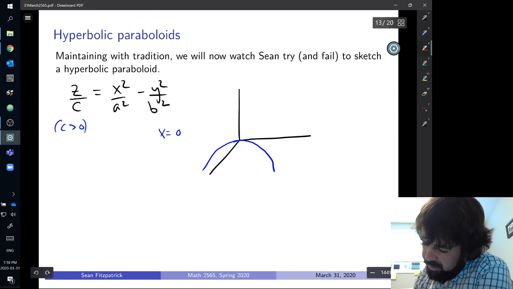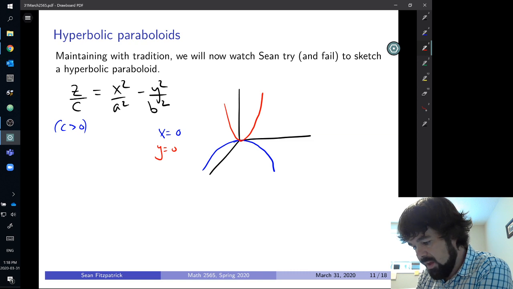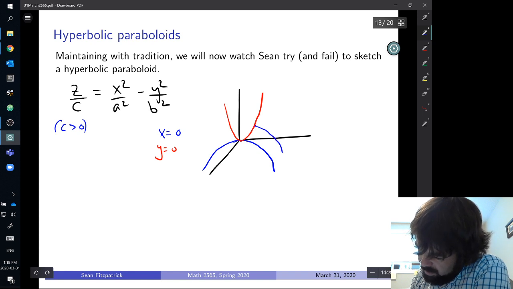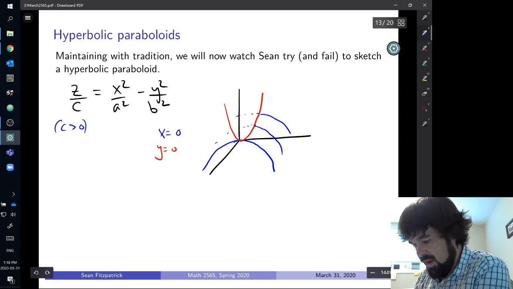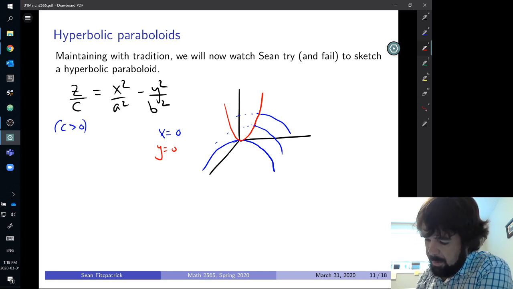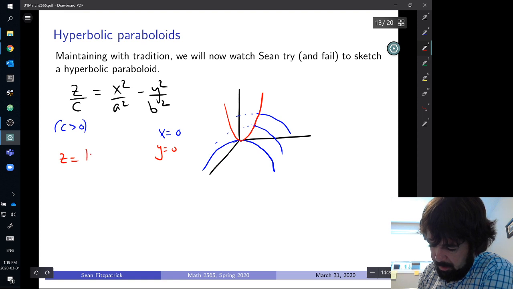The y equals 0 trace, on the other hand, is a parabola in the xz plane that opens up. Okay? And so what you have to think of is, as you go along, at every point of that upward opening parabola, there's a downward opening one. And similarly, on each downward opening parabola, there's an upward opening one. And you try to put these together. And then the other thing is, if you're looking at it from above, if I put z equal to some constant, I should get some sort of hyperbola.